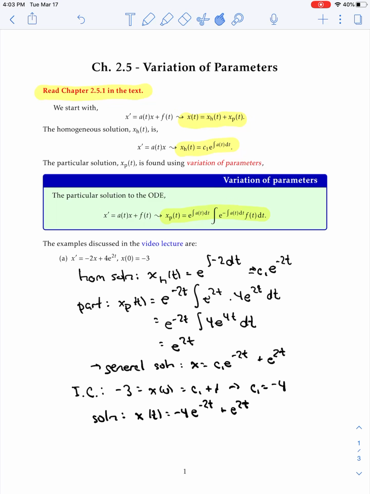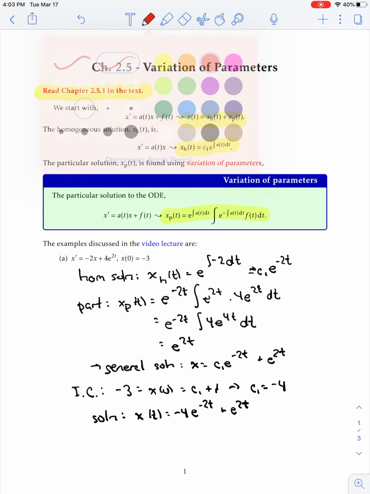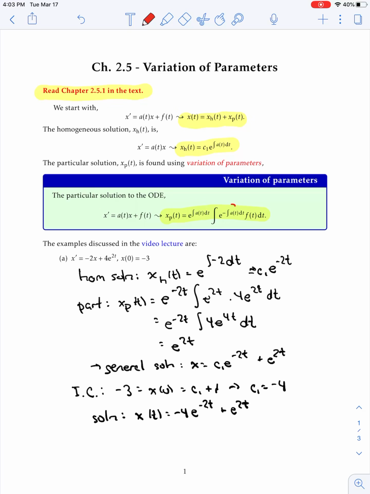And the thing to remember when doing this is that when you look at this term right here, e to the minus integral of a dt, you just have to remember that that is the same thing as 1 divided by e to the integral of a of t dt. Because again, e to the minus x is 1 over e to the x. Okay.